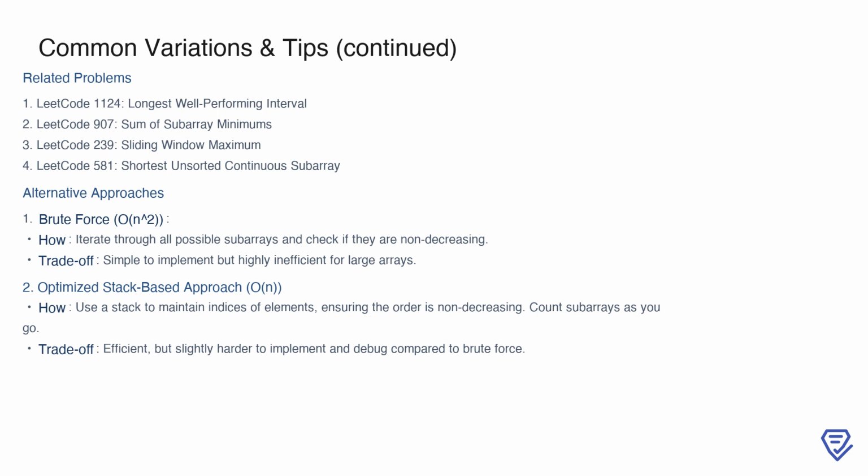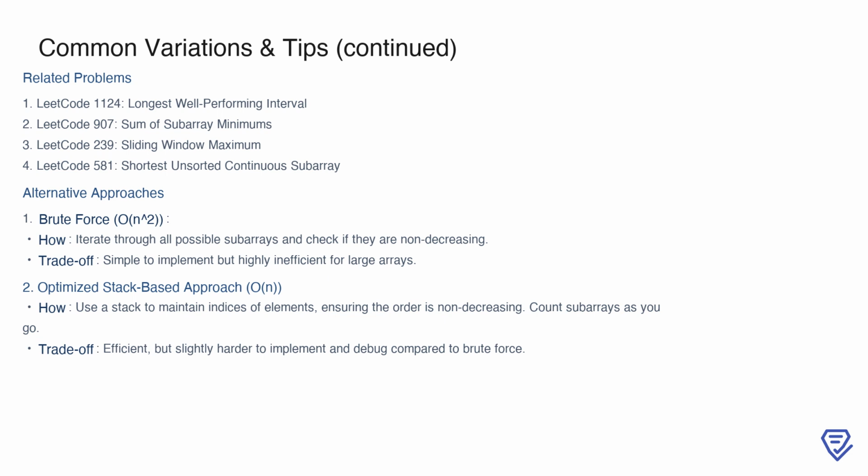For example, problems like LeetCode 1124, Longest Well-Performing Interval, and LeetCode 907, Sum of Subarray Minimums, involve similar techniques for managing subarrays. LeetCode 239, Sliding Window Maximum, and LeetCode 581, Shortest Unsorted Continuous Subarray, also share overlapping ideas, such as using stacks or sliding windows.